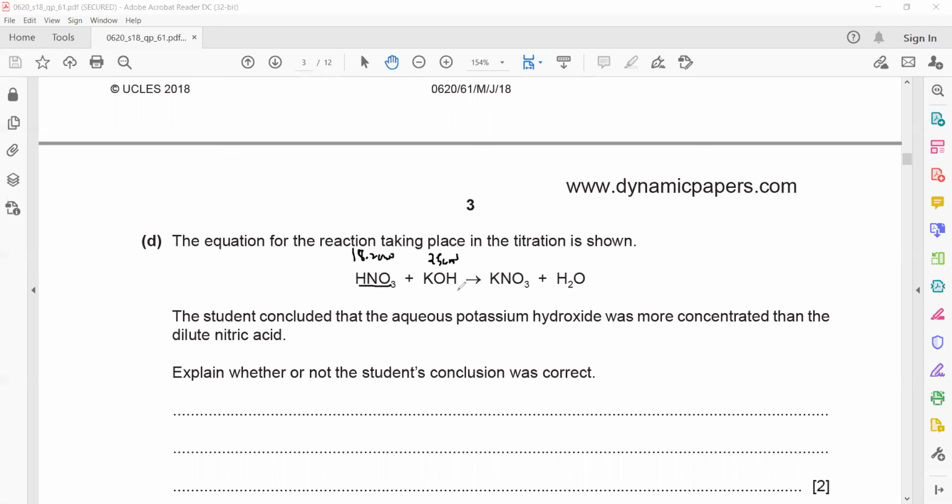Which solution is more concentrated? The ratio is 1 to 1 between them, so the number of moles is the same. The student concluded that the aqueous potassium hydroxide is more concentrated. That is the student's conclusion. Is the student right? So the student is wrong, and the reason is that the conclusion is incorrect, because a smaller volume of nitric acid is needed, which shows it is more concentrated.